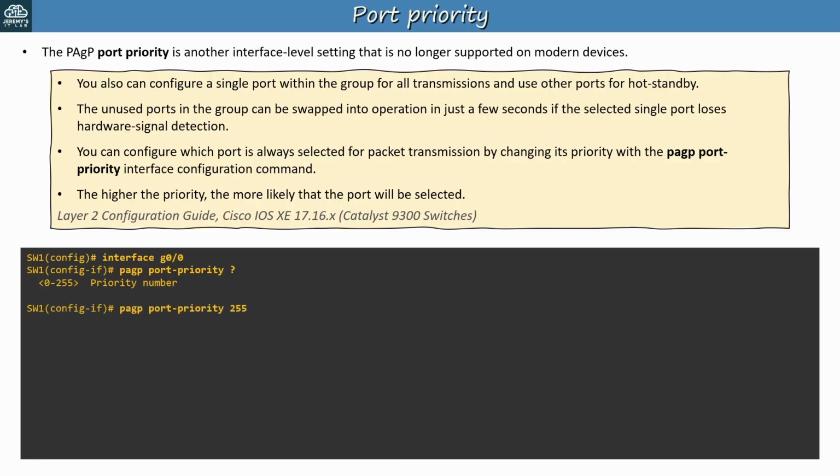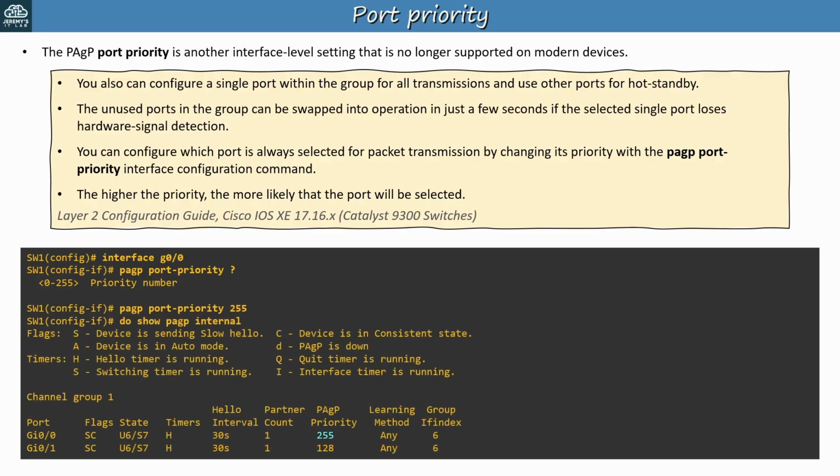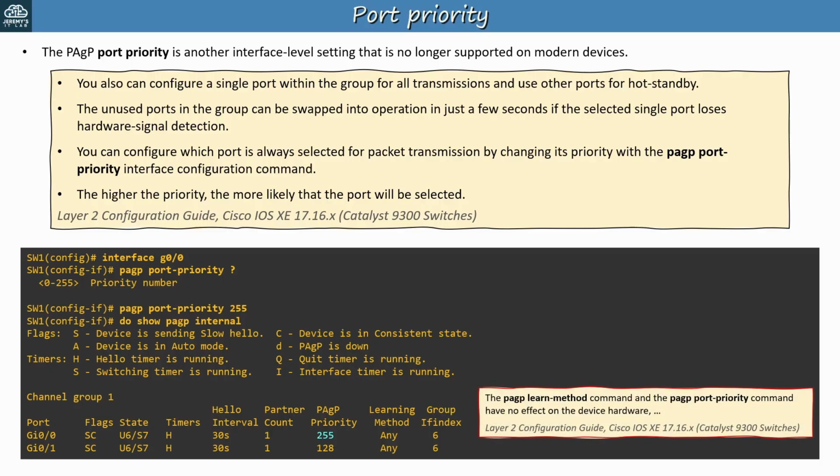Here, I've configured switch 1's G0/0 with a priority of 255. You can verify that the priority has changed with show PAgP internal. G0/0's priority is 255, and G0/1's is the default of 128. But just like in the learning method example, this has no actual effect on the switch. Here's that quote again. The PAgP learn method command and the PAgP port priority command have no effect on the device hardware. These options still exist in IOS and are mentioned in the docs, but they're really just there for backward compatibility. So it's good to know about them, but you're unlikely to use them in modern networks.